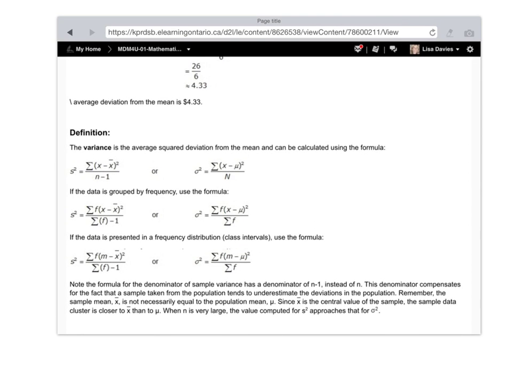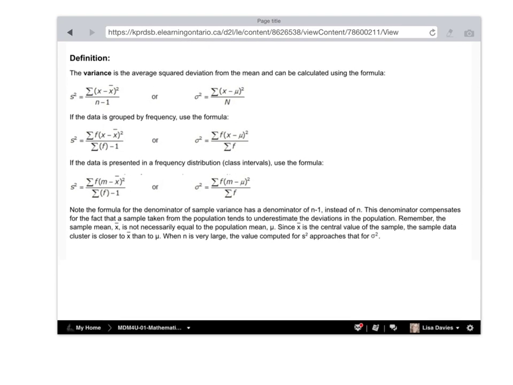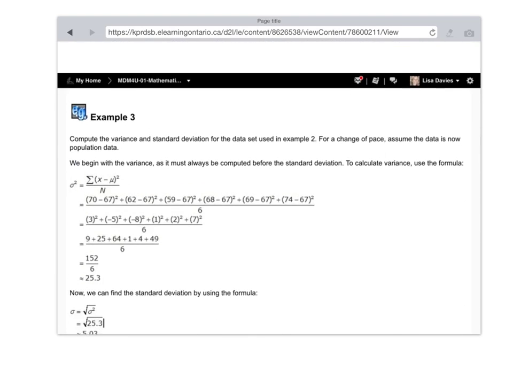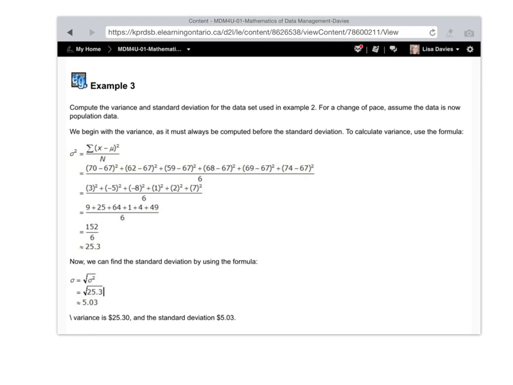Okay, so the variance is here, and the standard deviation is the square root of the variance. If you read through this lesson and follow through the examples that they're giving you, like this one here, example 3, then that should help you to find the standard deviation, okay?